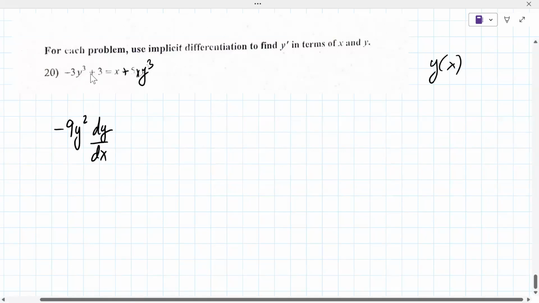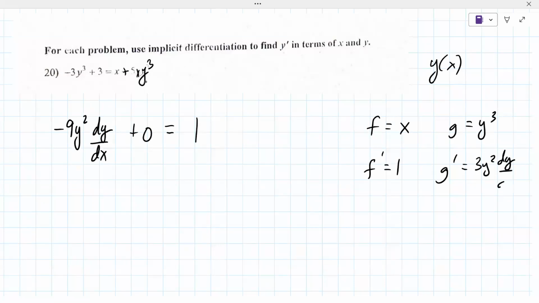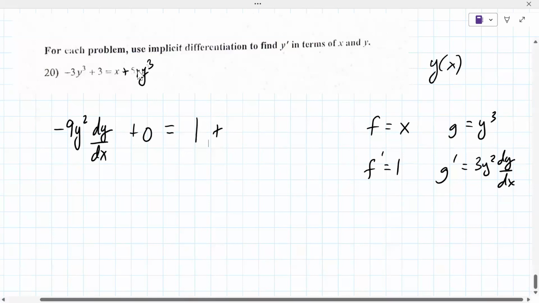Now, derivative of 3 is 0. The derivative of x is 1. I'm going to do xy cubed kind of off to the side here. It's really an FG situation, at least the first time. So the derivative of f is 1. The derivative of g is 3y squared dy dx. The reason I'm doing that is because it's a product rule. The derivative of this xy cubed is the product here.